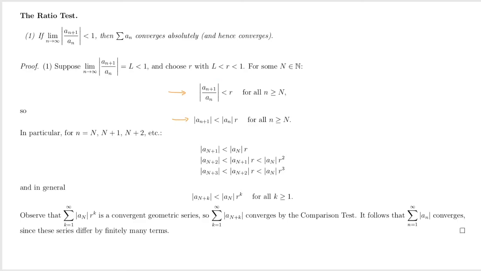And that says whenever n is greater than or equal to this value capital N, then we always know that the absolute value of the a sub n plus 1th term is less than the absolute value of the a sub nth term times r. And in particular, that's this next line right here. If we let our n be capital N and then capital N plus 1 and then capital N plus 2, etc., then we get, for capital N, that the absolute value of a sub capital N plus 1 is less than the absolute value of a sub capital N times r.